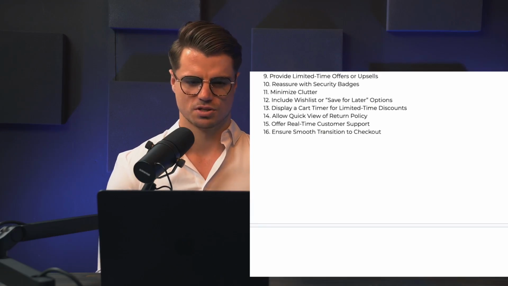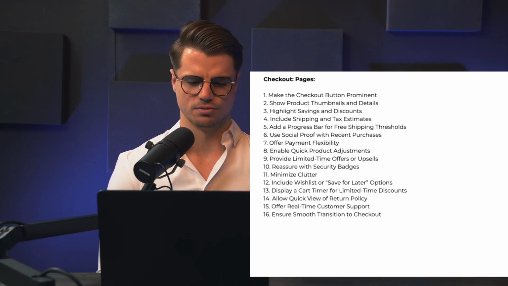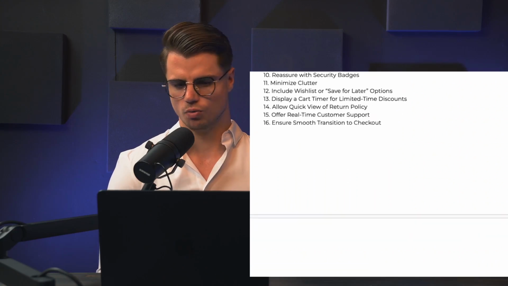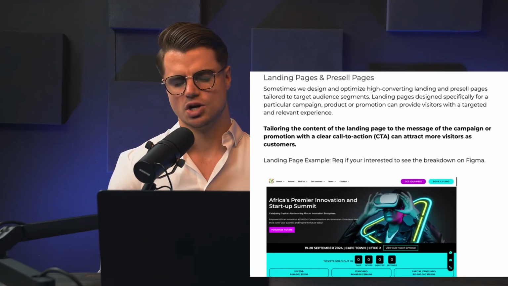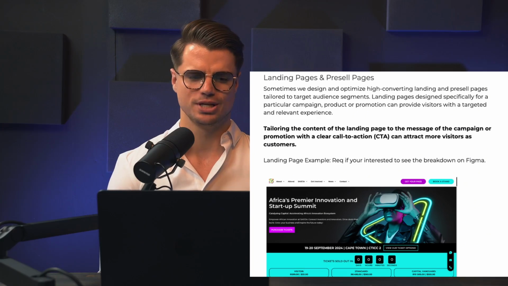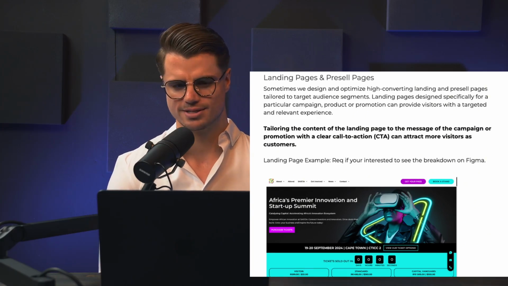So same thing here. Just go through all these different points here. They're all valid, all useful. So now, landing pages and pre-sale pages. Sometimes we design and optimize high converting landing pages and pre-sale pages tailored to a target audience segment.